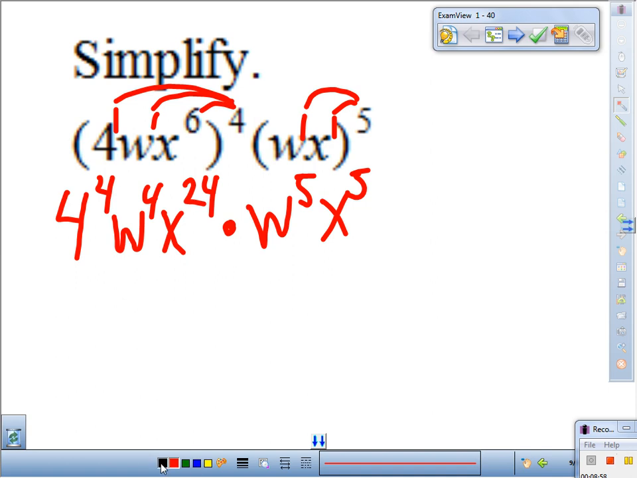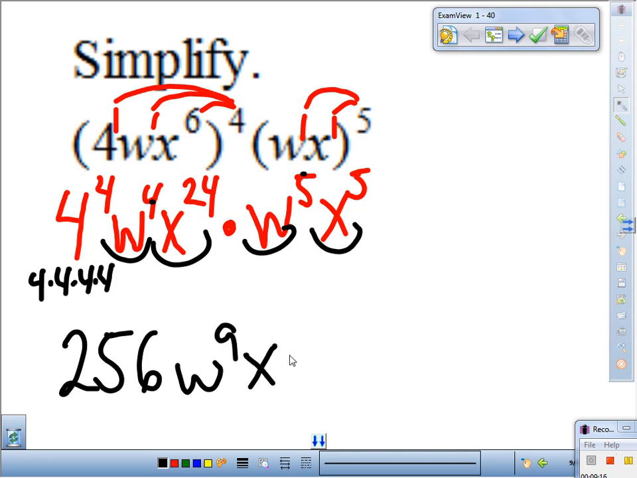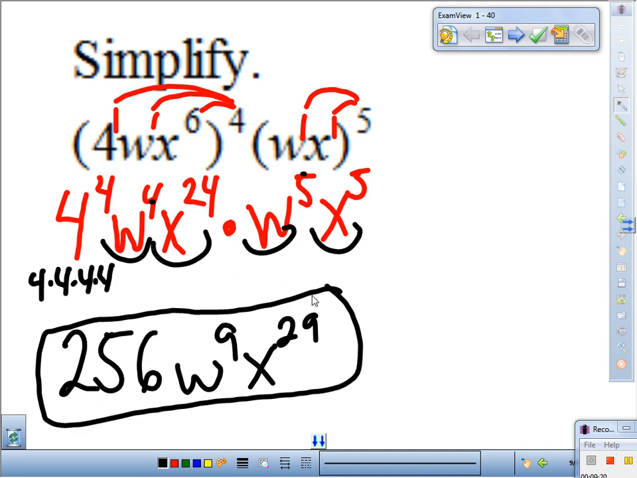All right. 4 to the 4th, that's 4 times 4 times 4 times 4, which is 256. These are the same base, so I write w. What is 4 plus 5? 9. Same base, x. 24 plus 5, that's 29. And hands up if you got that. Okay, good. And that was study guide B.